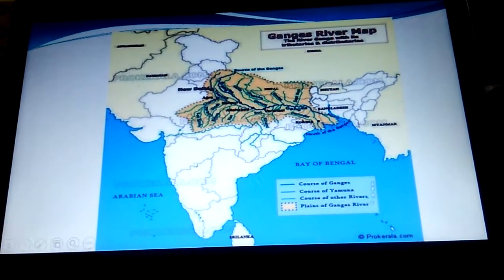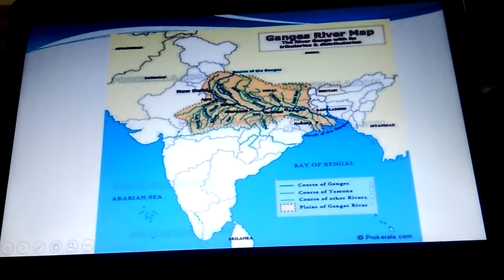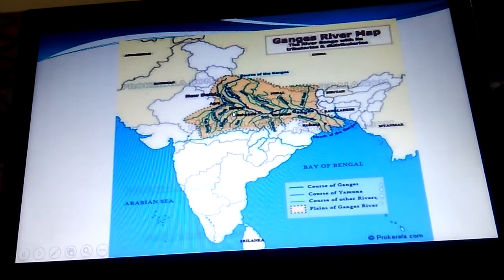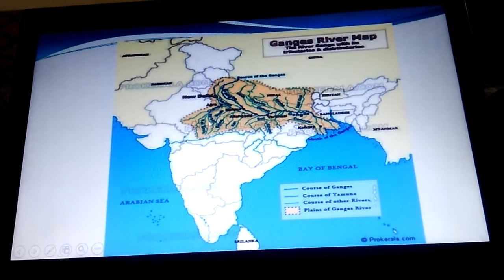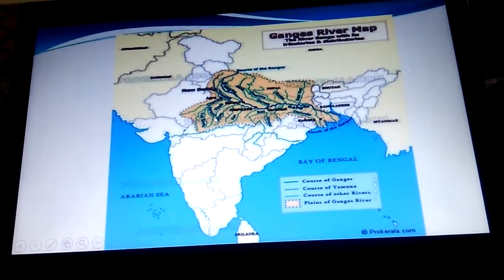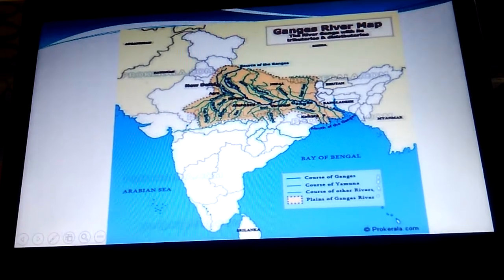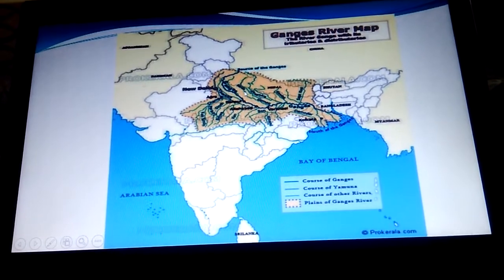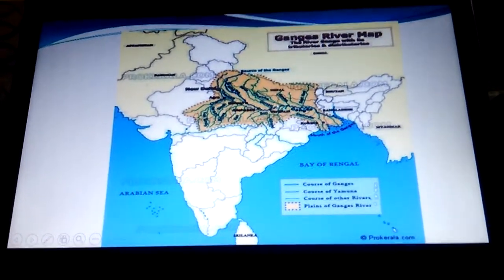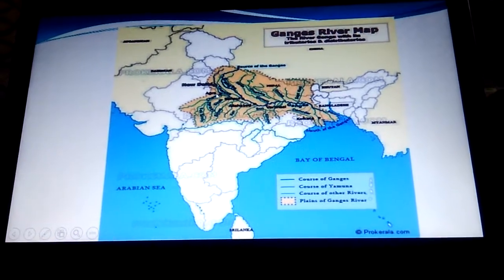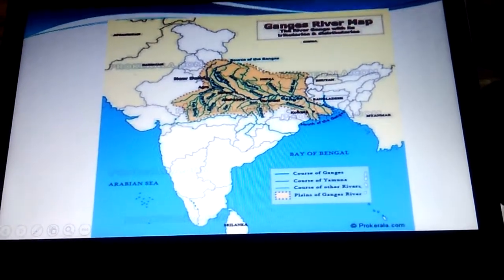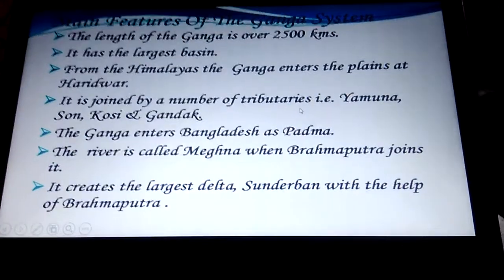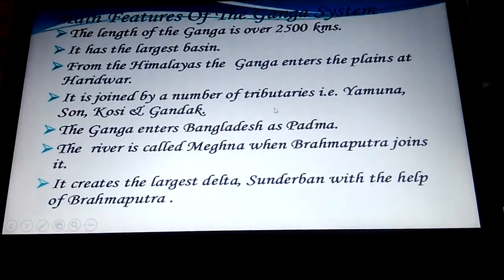This is how the river Ganga has so many tributaries. There are many tributaries coming from the peninsular part of India, like river Son, river Chambal, river Ken, and other tributaries coming from the Himalayas in the north, like river Gandak, river Ghaghra, river Yamuna. All together, the drainage basin of river Ganga is the largest in India. This is all the information which is being given here.